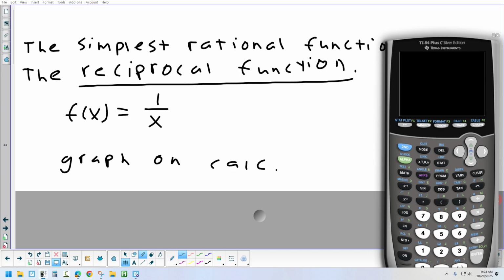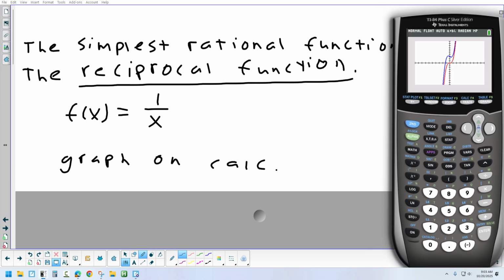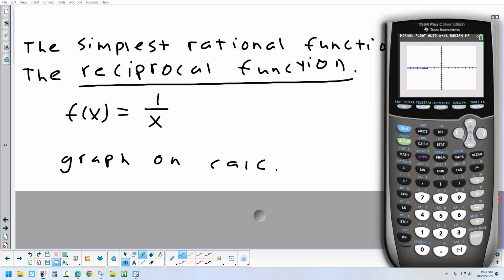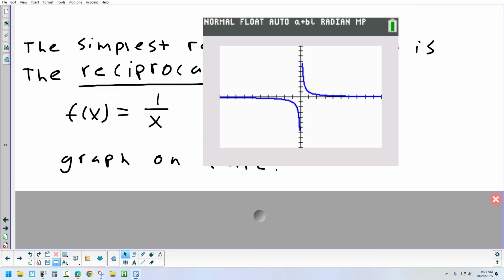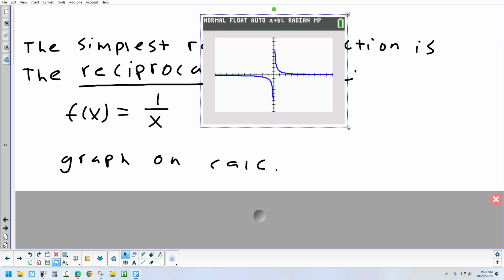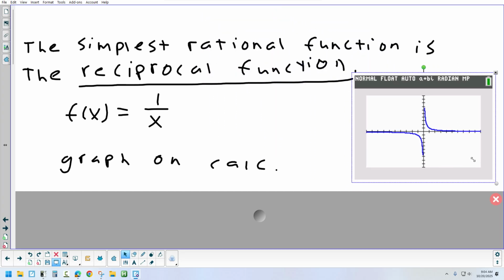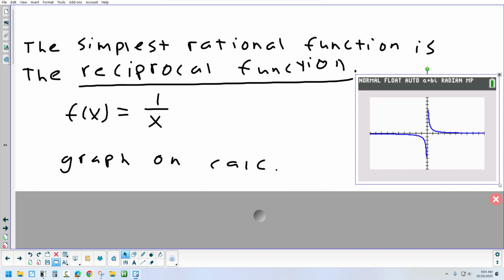What number are you not allowed to plug in for x in this case? 0. Okay, so let's graph it. And you'll watch, kind of see what happens when you get close to 0. Watch what the graph does. Okay, now it's not perfect because the calculator kind of makes it look like this graph doesn't go on forever, up and down. At least to me it does. It looks like it kind of just stops. It shouldn't just stop.